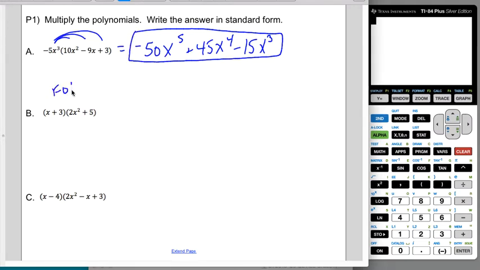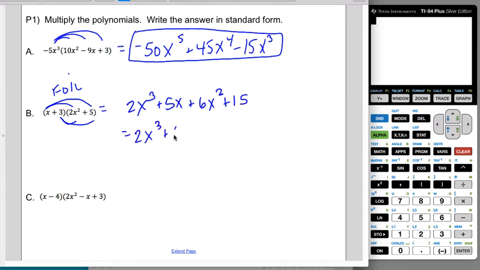I'm going to FOIL this one, right, because it's a binomial times a binomial. But again, it's the same exact action. It's just that we distribute binomials often enough that we have a shortcut that we call FOIL. All right, so first, right, would be a 2x cubed. Outer would be a 5x. Inner is going to be a plus 6x squared, and then last is a plus 15. When I put this in standard form, I get 2x cubed plus 6x squared plus 5x plus 15.